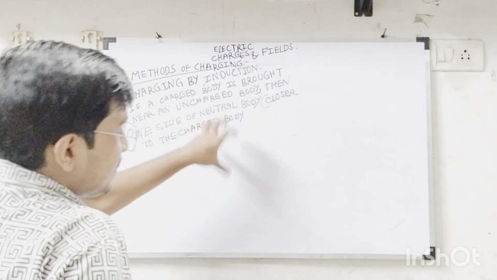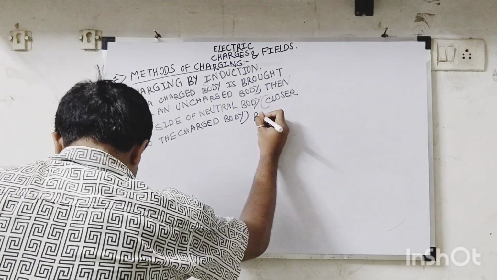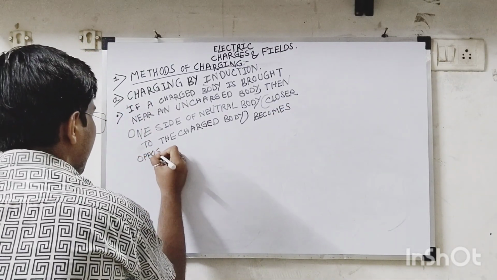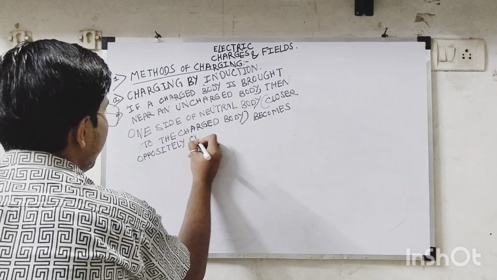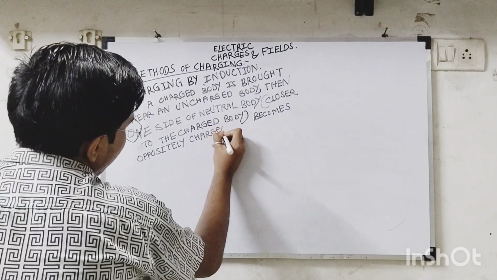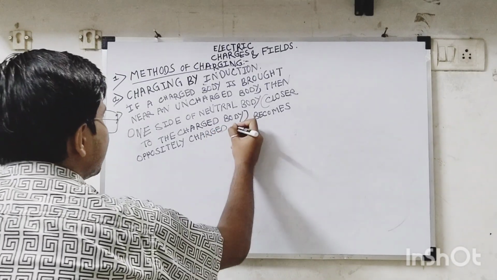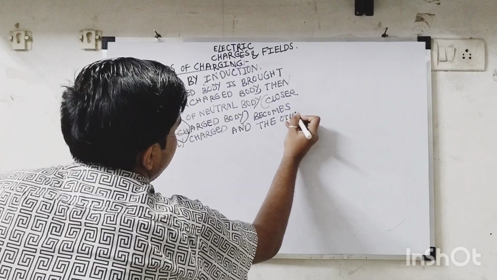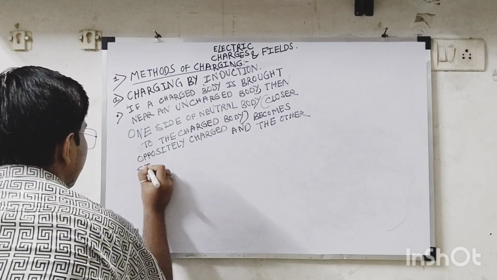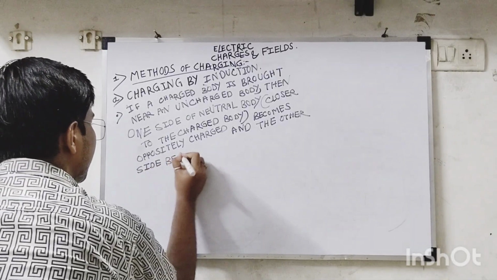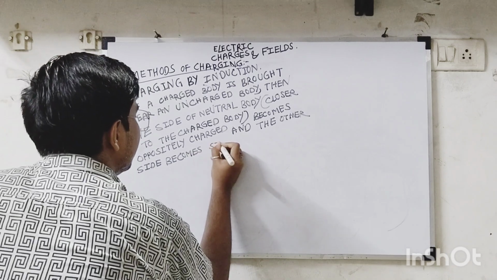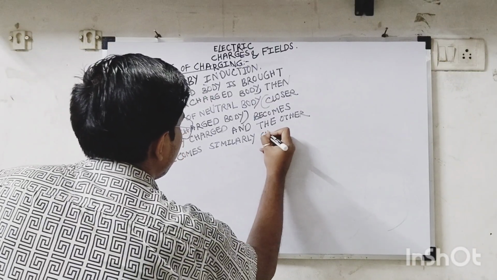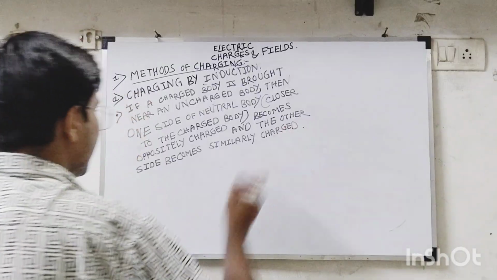I will show you with the help of a diagram, okay? But first, please write down the point. Closer to the charged body becomes oppositely charged, and the other side of the neutral body becomes similarly charged. Okay, so here we come with the diagrammatic explanation.